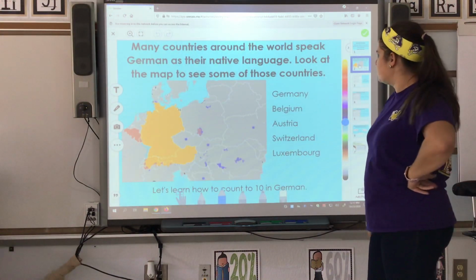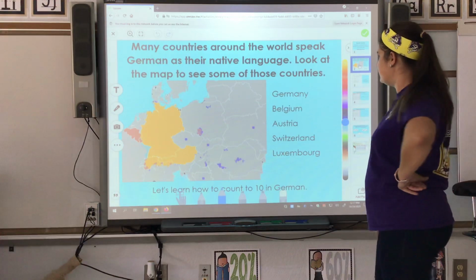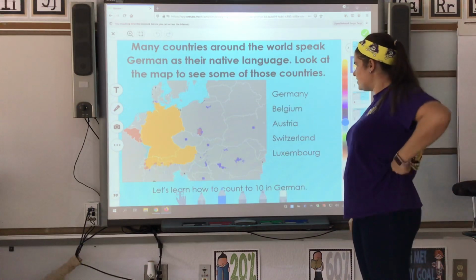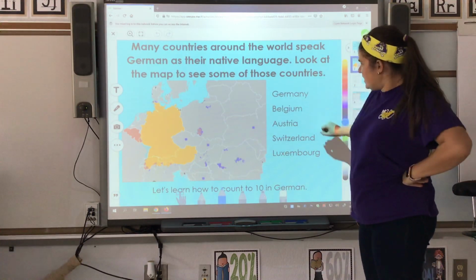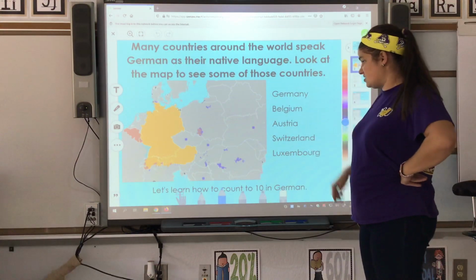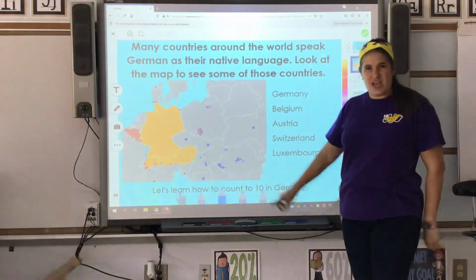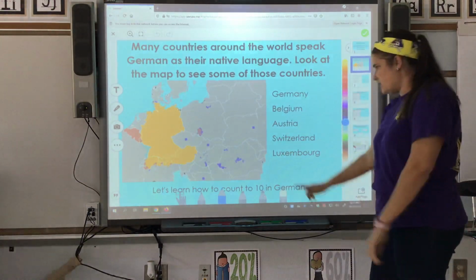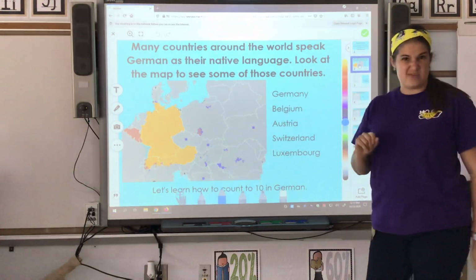Many countries around the world speak German as their native language. Look at the map to see some of those countries. We have Germany, Belgium, Austria, Switzerland, and Luxembourg. We are going to give you guys a link where you can go to learn how to count in German.